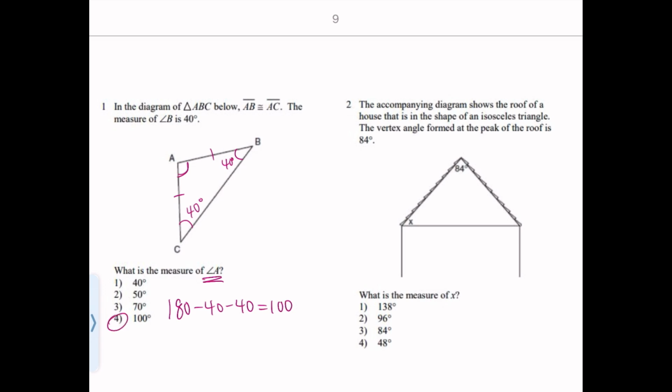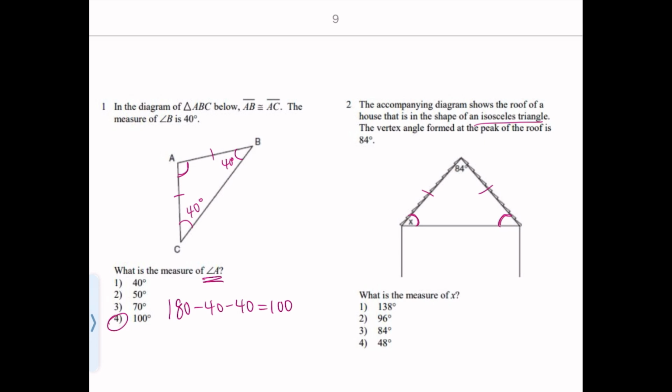The diagram shows the roof of a house that is in the shape of an isosceles triangle. The vertex angle formed at the peak of the roof is 84 degrees. What is the measure of x? So since we know this is an isosceles triangle, we know that these two lines are congruent to each other, and that angle x is going to be congruent to this angle.